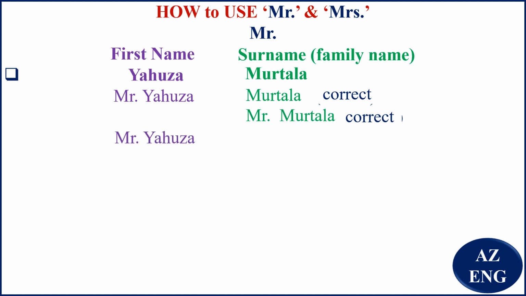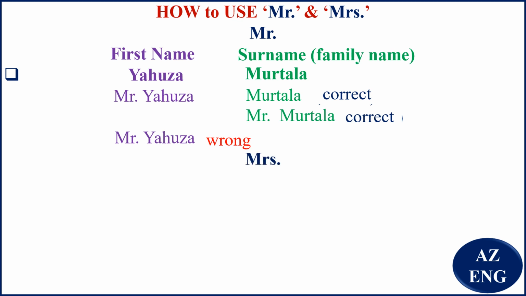But here, if I say Mr. Yahuza, which is the first name, is wrong. So when you are using the word Mr., you use the Mr plus the first name plus the surname, or you use Mr plus the surname. But it is wrong to use Mr plus first name. It's very simple. You can think of more examples.